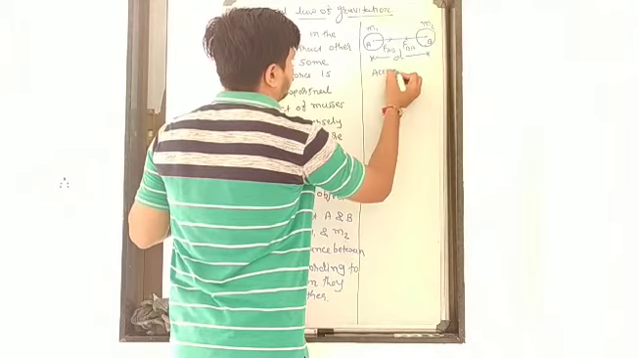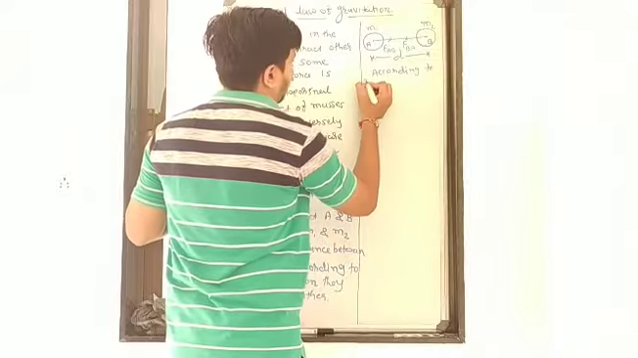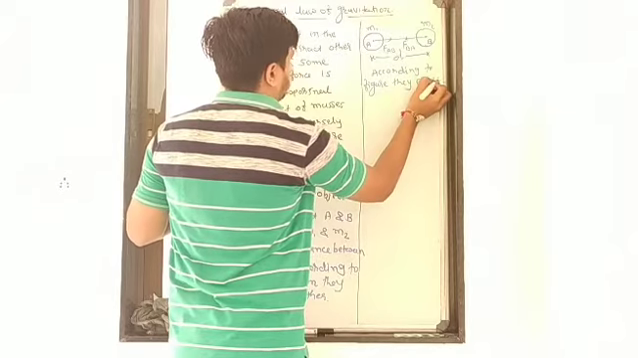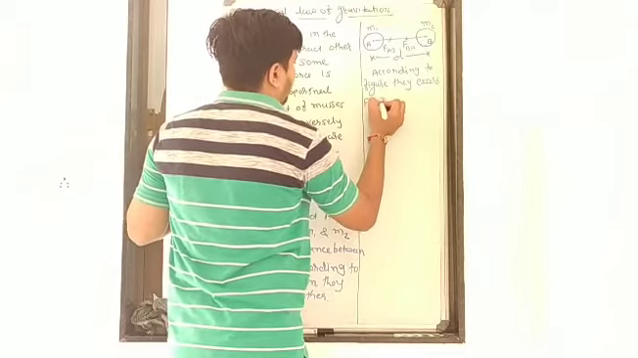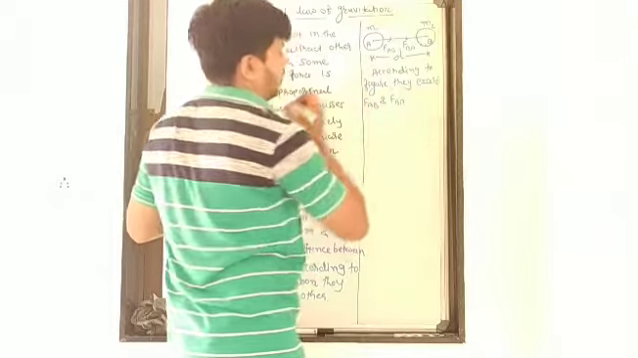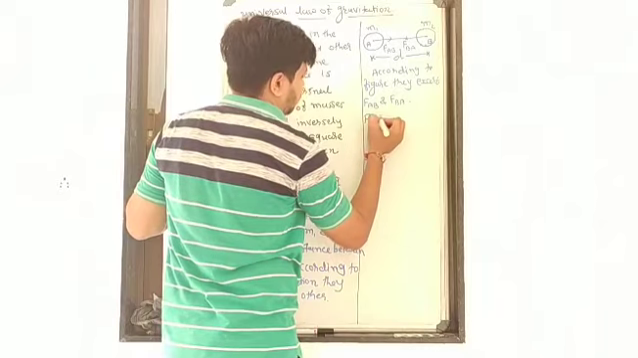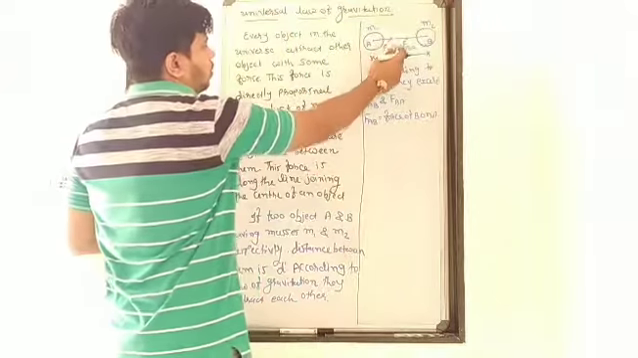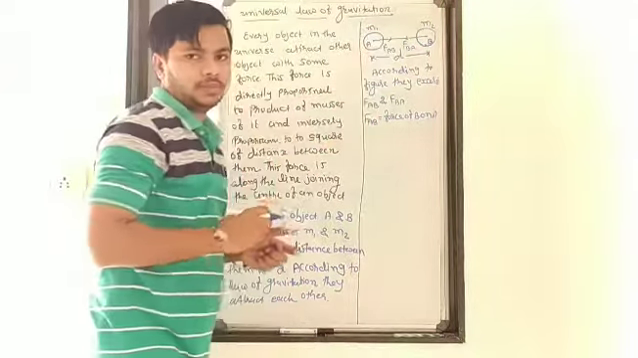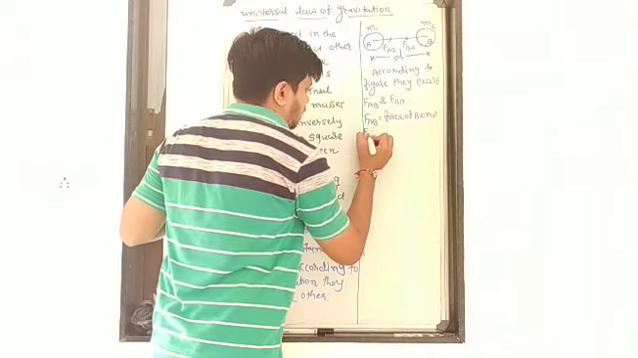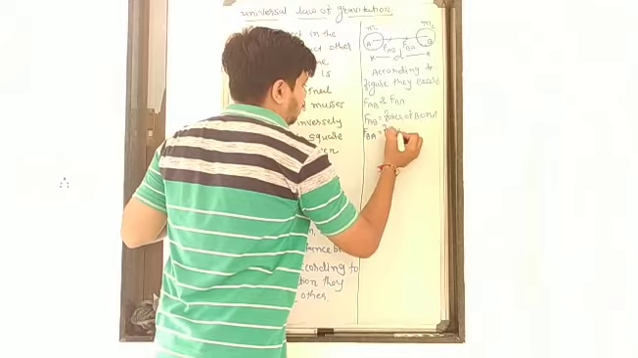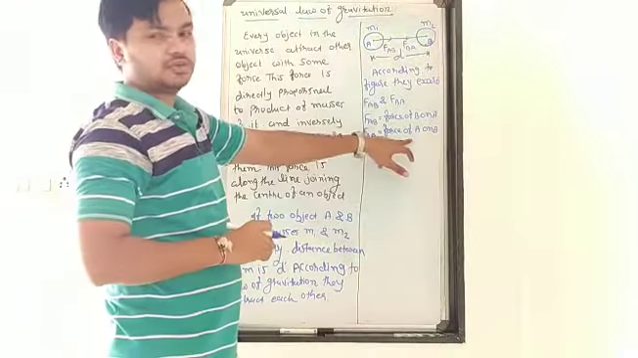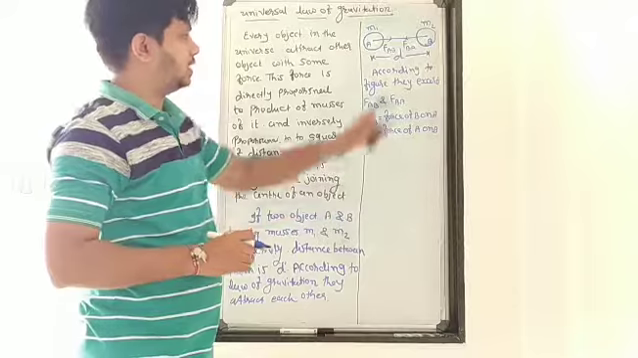According to the figure, they exert FAB and FBA, where FAB is the force of B on A. So FAB means it is towards B because it attracted, and FBA is the force of A on B, right? इसमें A force लगाता है B पर, इसलिए FBA on this, right?